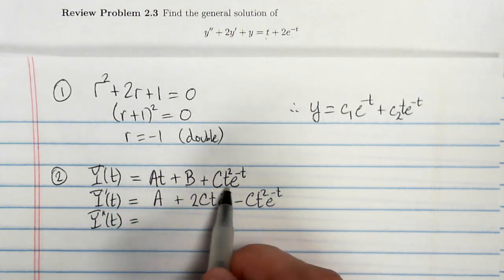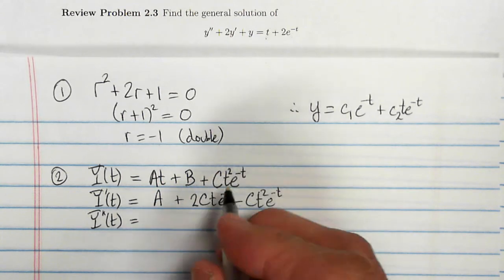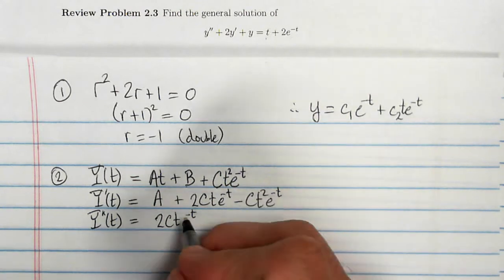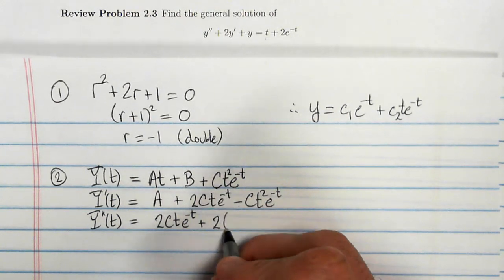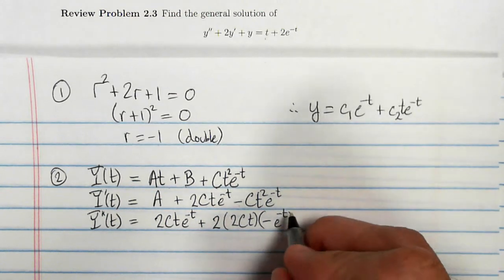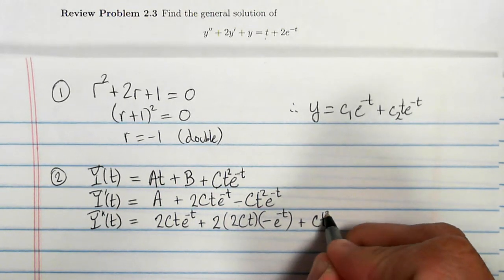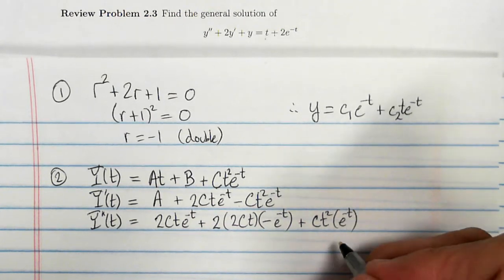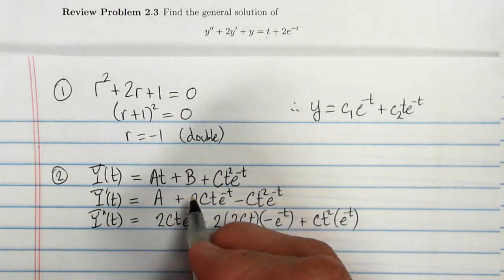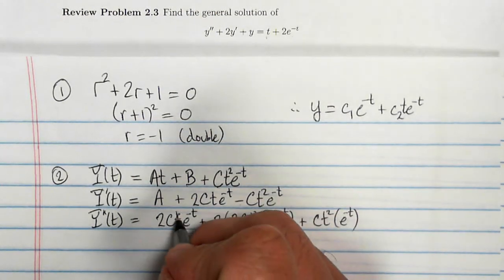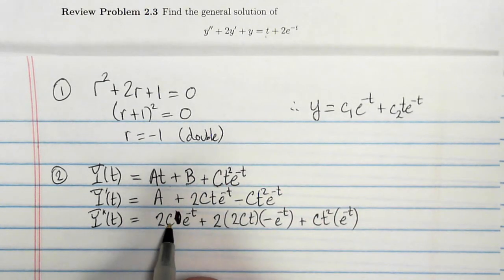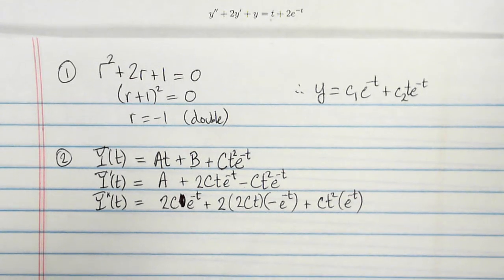Here, if I take the derivative, well, actually, let me just go to the top here. The second derivative of the first is going to be 2ct e^(-t) times the second, plus 2 times the first derivative of the first times the first derivative of the second, and then the first times the second derivative of the second. And I shouldn't have had a t here, I apologize. So the second derivative of the first is going to be 2 times c e^(-t).